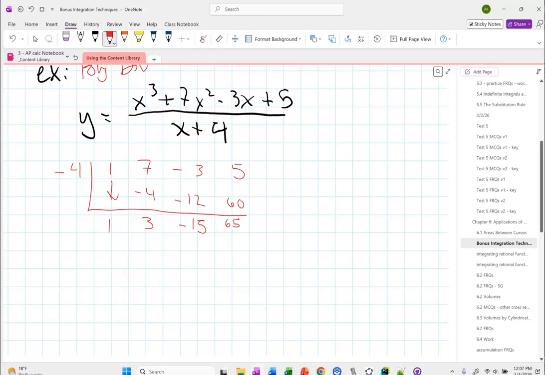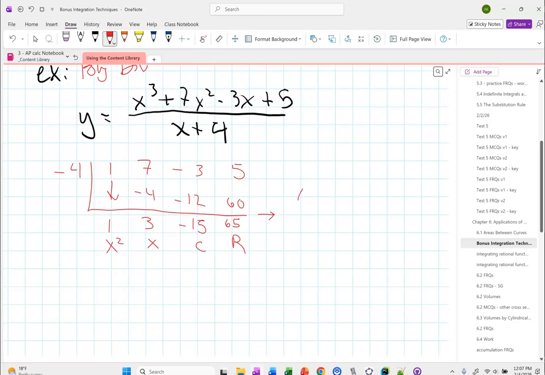Does that ring a bell? Now, those bottom 4 numbers mean something. How do I interpret them? Usually I like starting from the right. So the furthest number to the right is the remainder, and then the constant, the x coefficient, and the x squared coefficient.